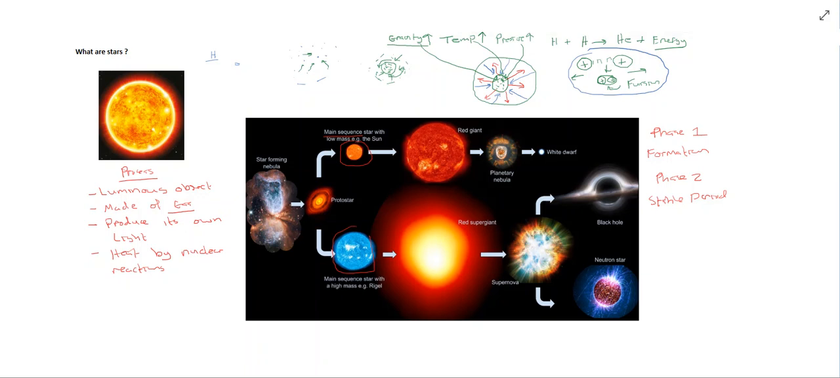Okay, so what I want to do in this lesson is start talking about the next phase of the star's life cycle. This is, for example, when a star goes from a main sequence star to a red giant, and what actually happens there. So we're going to talk about phase 3, and phase 3 is what's known as the red giant.